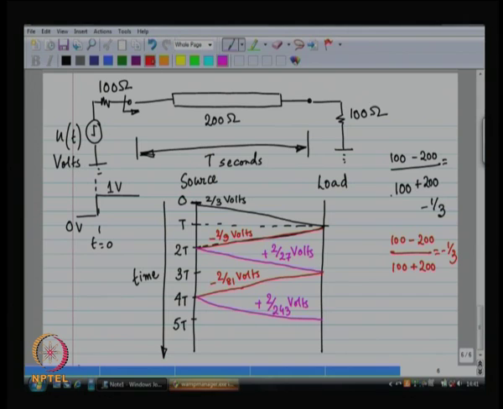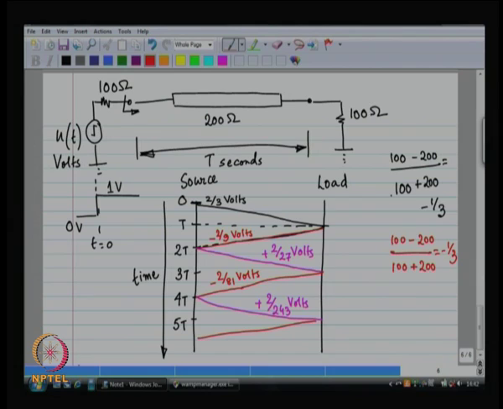So, this is kind of how we do the computation. This is the way we find out what are these waves going back and forth. Now, to find out the voltage at a given time, at a given location, you have to sum all of these voltage waves. You have to add all of these voltage waves.